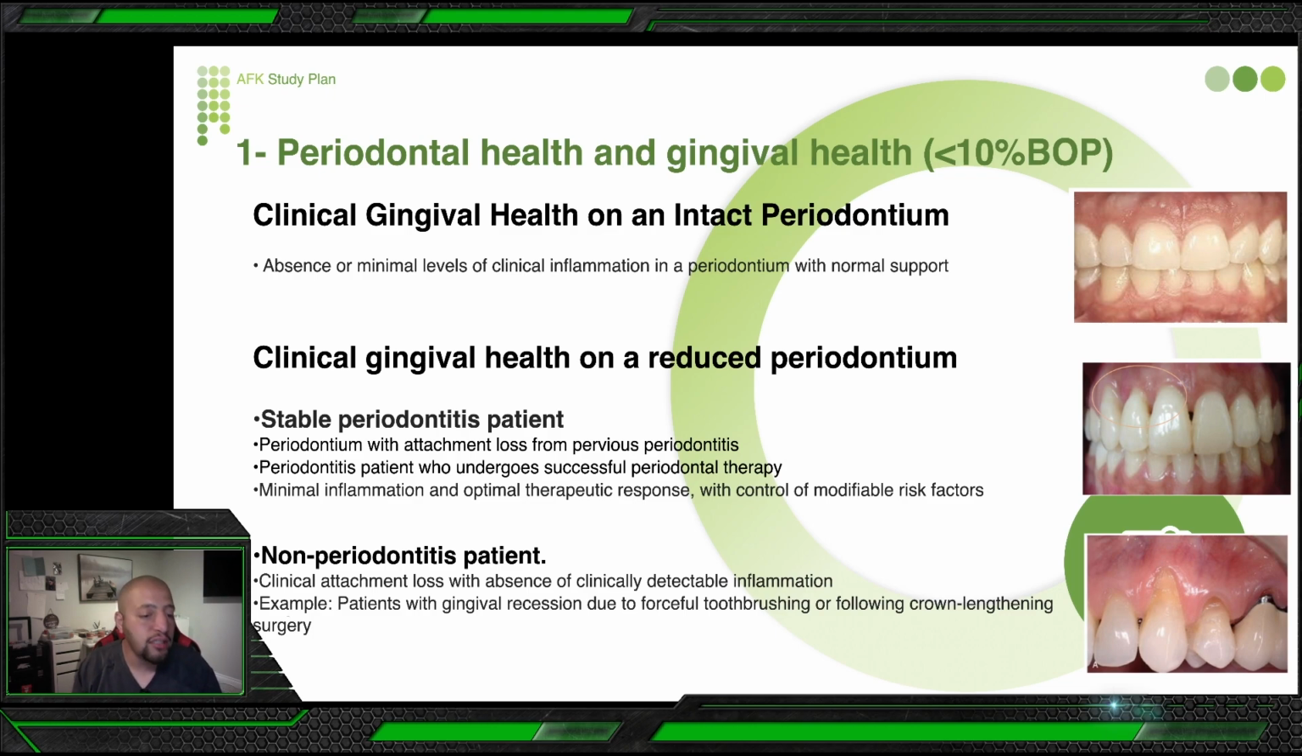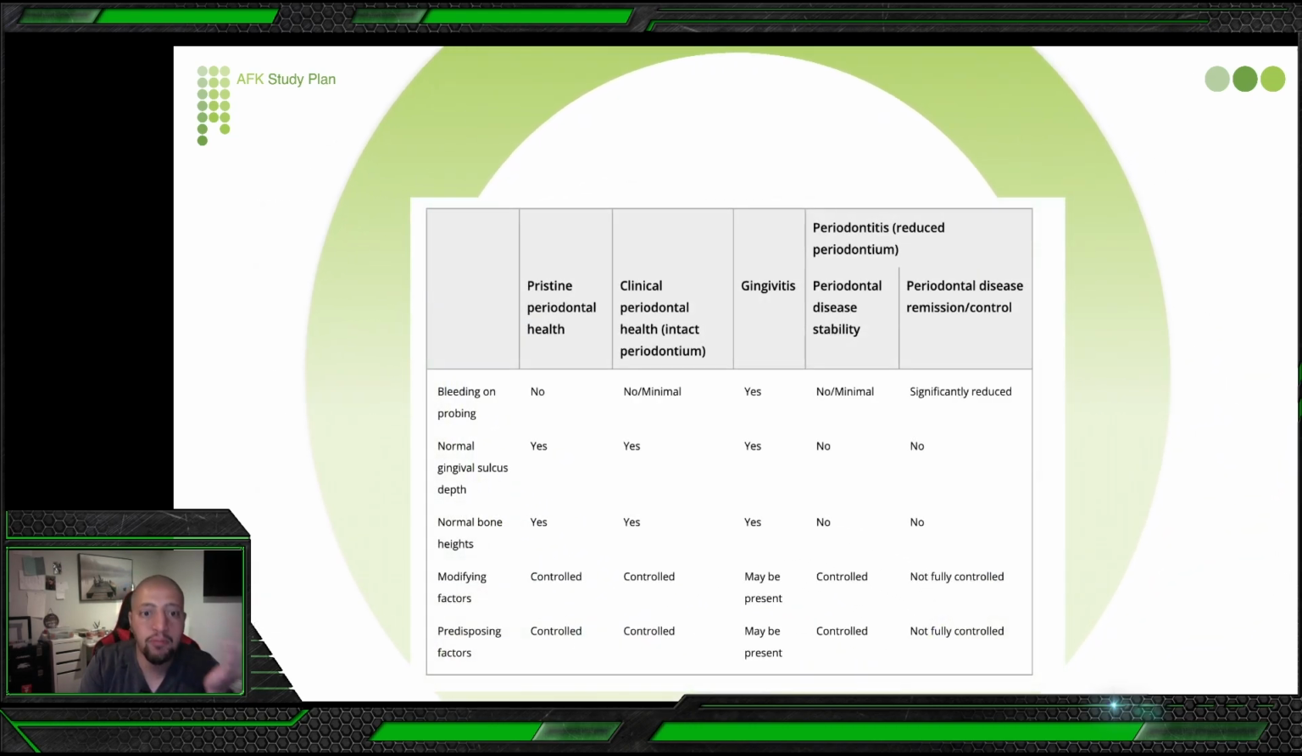Or a non-periodontitis patient: clinical attachment loss with absence of clinically detectable inflammation. For example, a patient with gingival recession due to forceful tooth brushing or following crown lengthening surgery. So I think you can differentiate now between these two. So to wrap it up, I will give you this beautiful graph or table, you can read it.